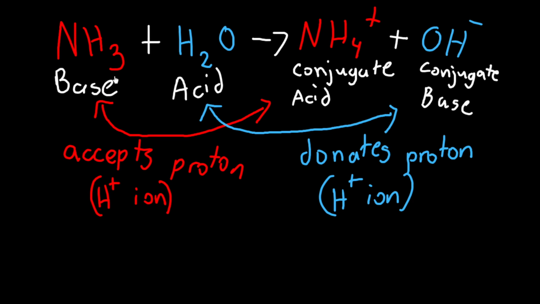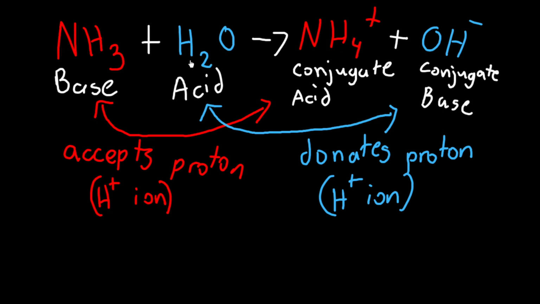So a perfect example is NH3 plus H2O, so ammonia and water. Basically, this is the base because it's NH3. Yes, it might look like it's giving away its proton, but no, it becomes NH4, which actually gains a proton. So this is the base because the base is the proton acceptor, so it accepts the H plus ion, making an extra hydrogen, so H4 instead of H3.